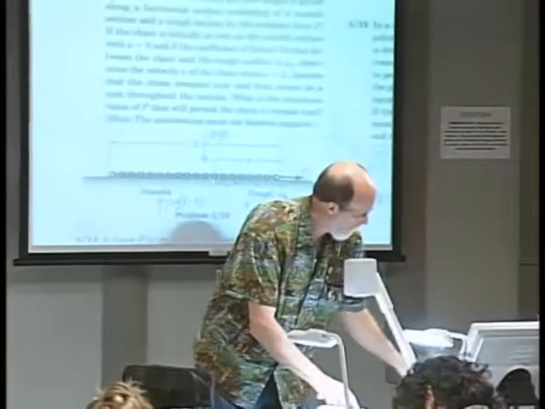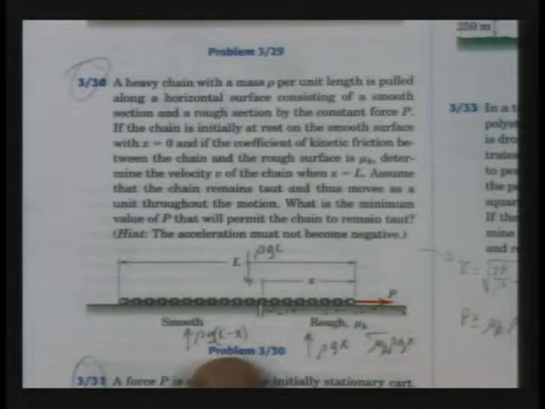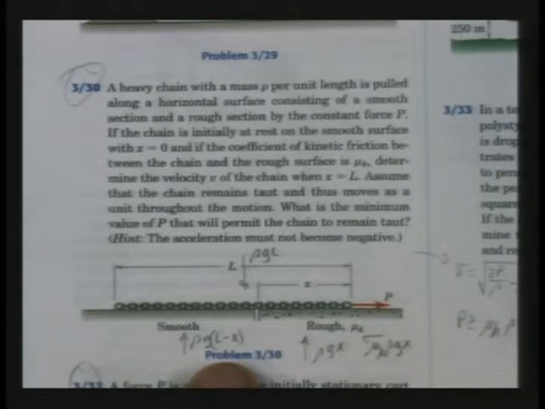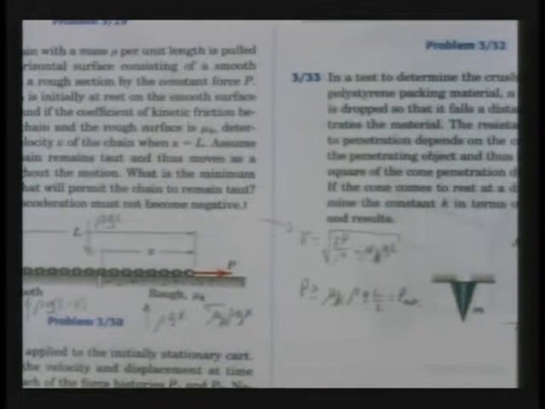Well, we've got some normal here. Here's the entire weight of the chain up here, rho g l. Here's the portion, the normal on the rough surface. Here's the friction on the rough surface. We have all that. And then look what I ended up writing over here. Can you see that?